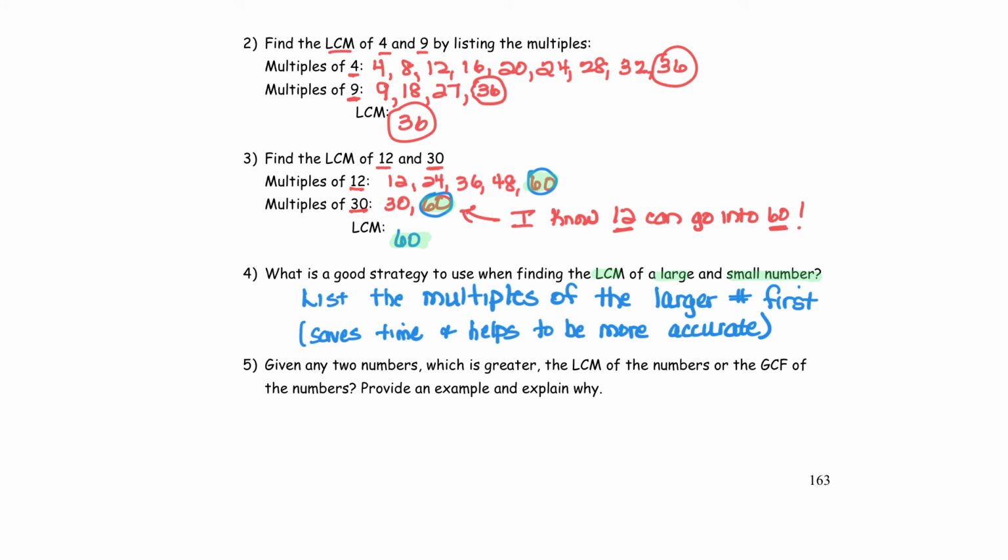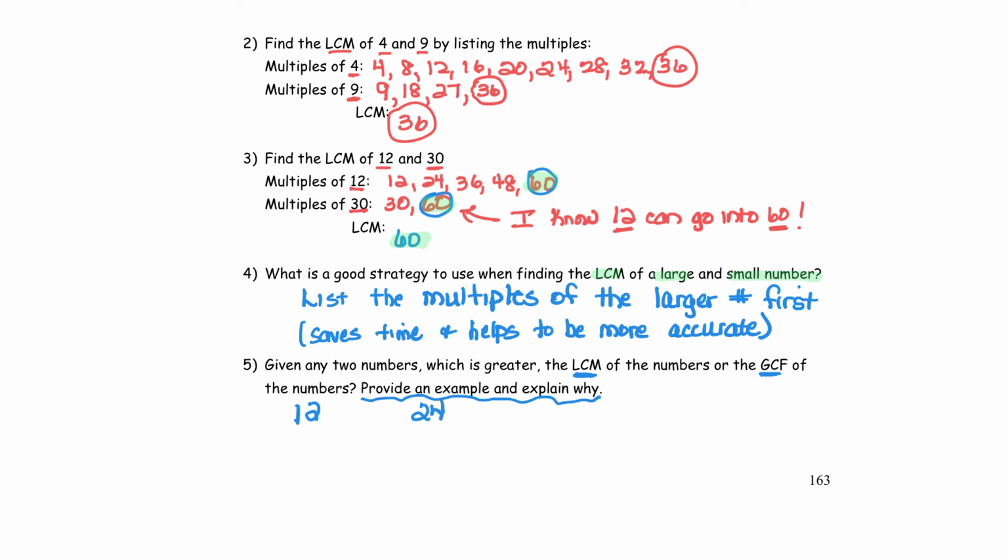Number 5, this is a good one. Given any two numbers, which is greater: the LCM of the numbers or the GCF of the numbers? Provide an example and explain why. This would be an awesome, awesome test question. All right, I'm actually going to give you a clue. Let's use the numbers 12 and 24. So my example, we're going to use the numbers 12 and 24.